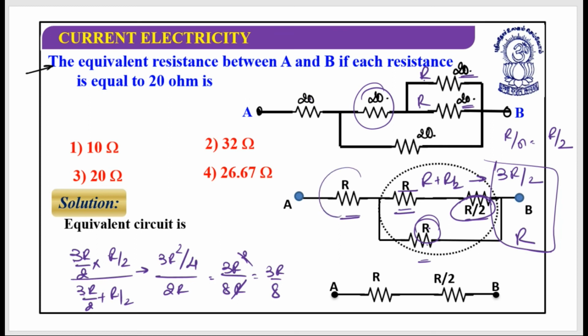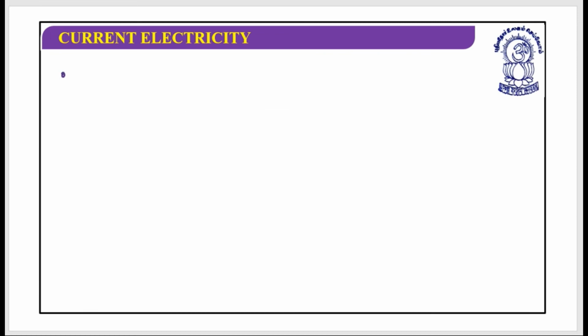And this 3R by 8 has been connected with the series resistance. It's an R. So my R equivalent should be, this is A and this is B.